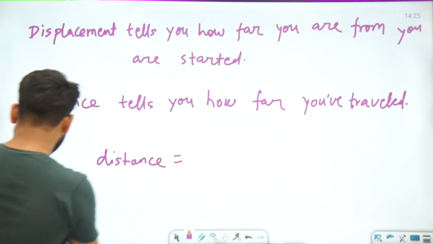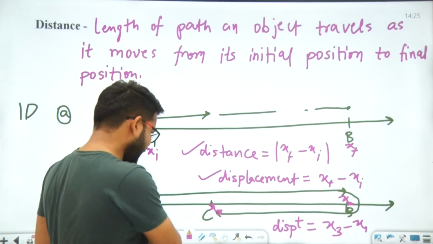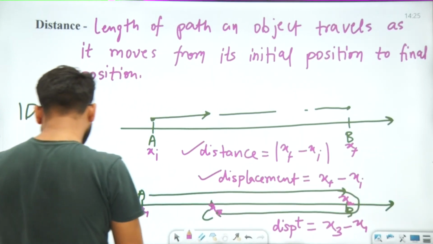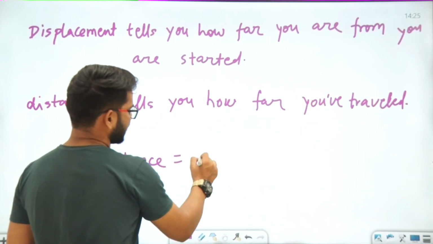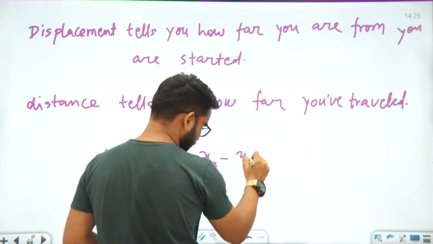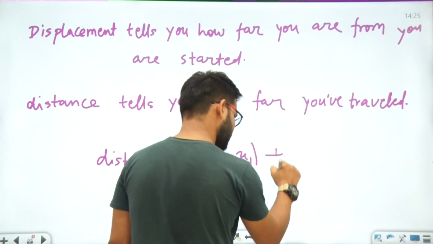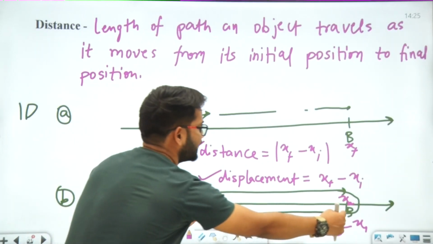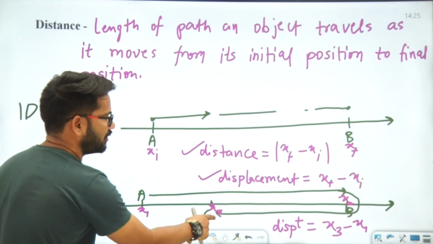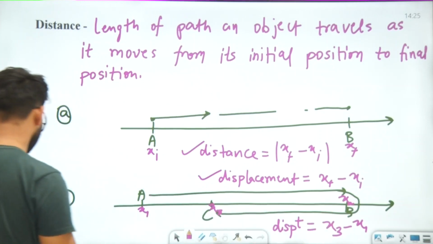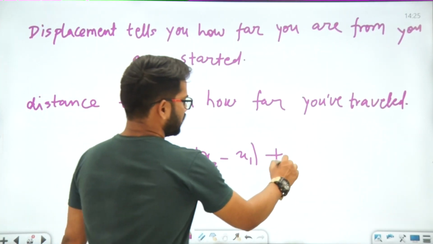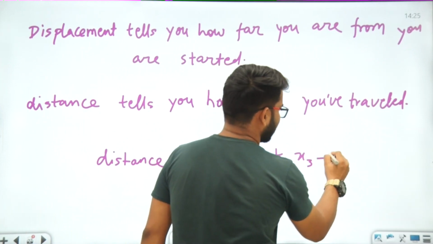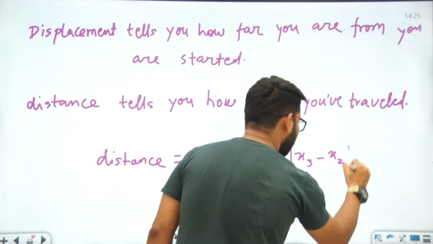See, it's moving from x1 to x2, right? So first we need to take the magnitude of x2 minus x1, plus we also need to add this path length. This path length will be x3 minus x2. x3 minus x2, right students? We have to add this up.